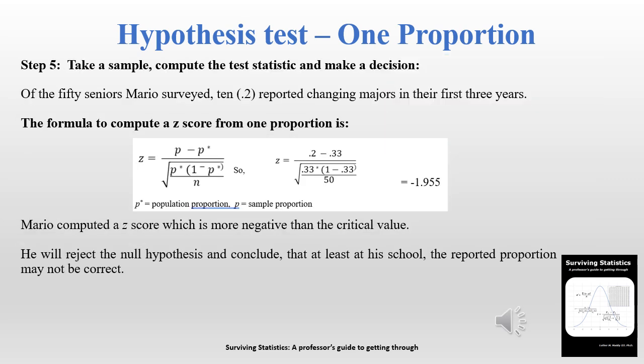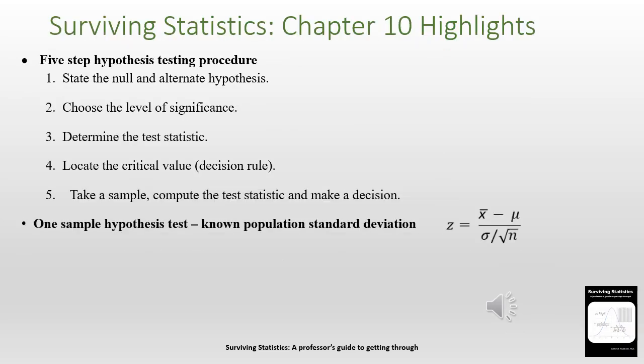All right, the final step is to take a sample and compute the test statistic. And so he surveyed the 50 seniors. He ended up with a 20% proportion, 0.2. And so using the formula to compute a z-score for one proportion, he computes a z-score of negative 1.955. And this is more negative or larger absolutely than the critical value that he came up with. So in this case, he will reject the null hypothesis and conclude that possibly his school might have better stats than the reported proportion.